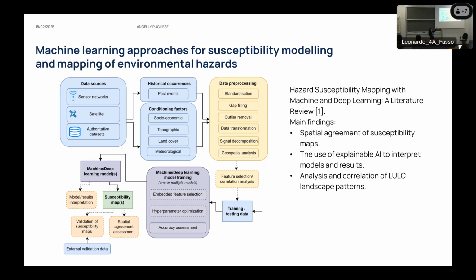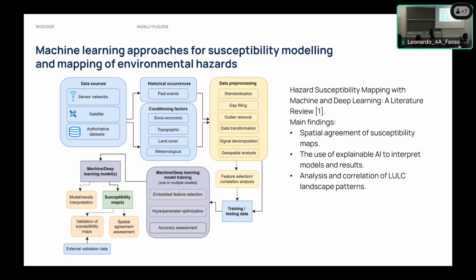This machine learning modeling can happen among multiple models, and therefore we must try them out to get the best model. And afterwards, we can produce our susceptibility maps that can be interpreted and used for other purposes, such as the simulation of the nature-based solutions in this case, and some spatial agreements and external validation data.